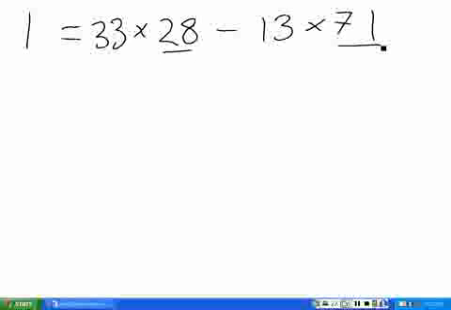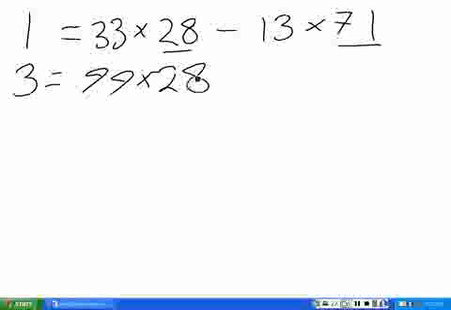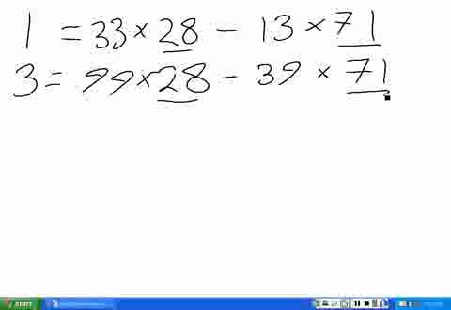So any other number that we want, we can now express as a combination of 28 and 71. For example, I don't know, 3. This would be 99 28s, and then minus 13, 26, 39 71s, still with the 28 and the 71.